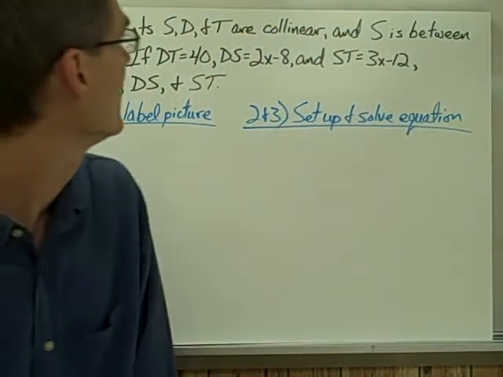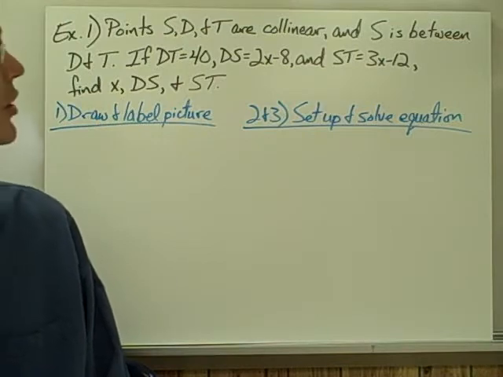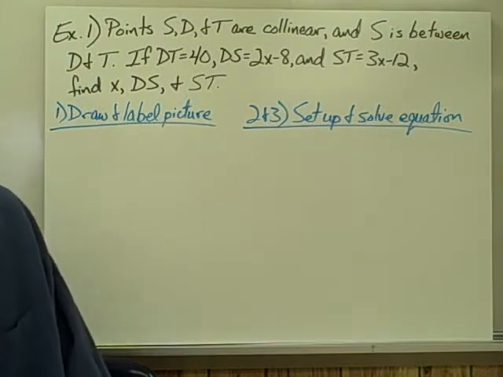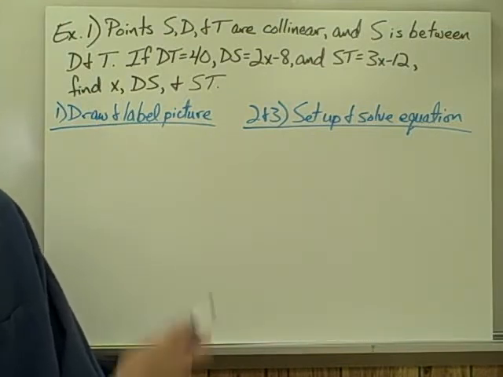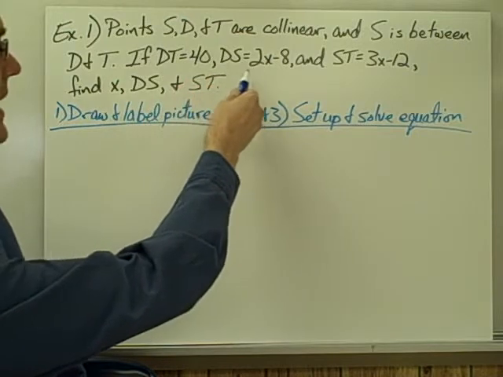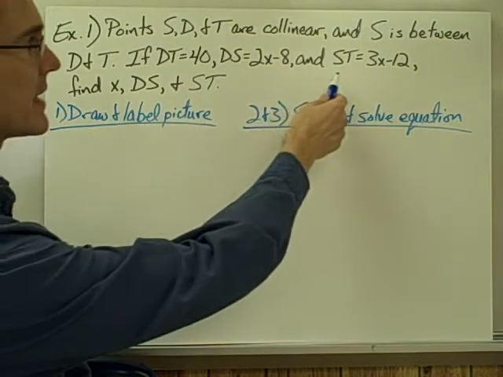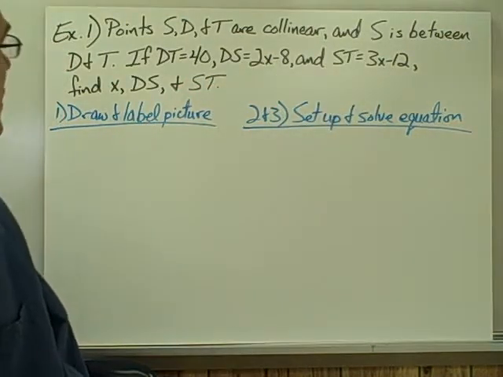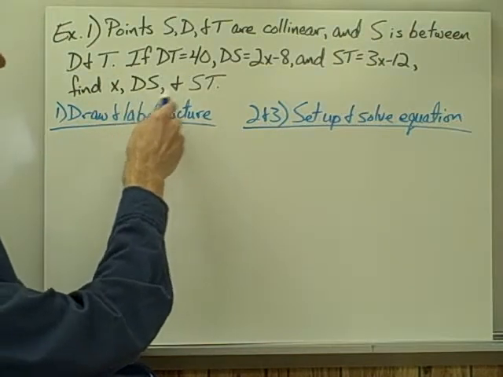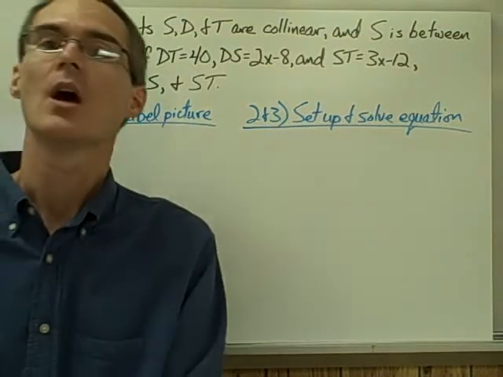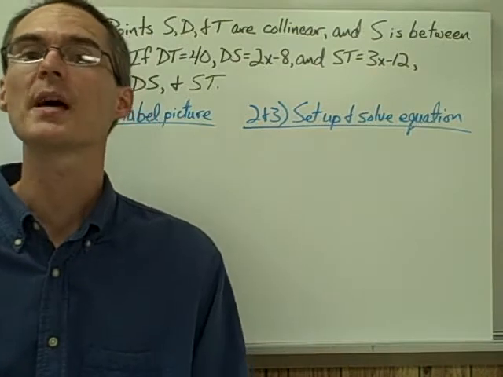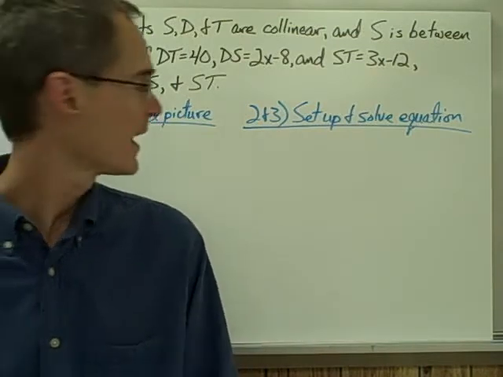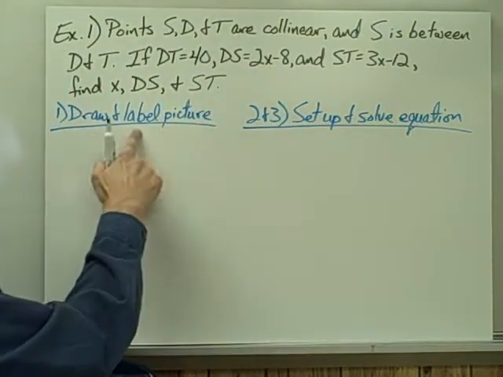Example number 1. Points S, D, and T are collinear, and point S is between D and T. If DT is 40, DS is 2x minus 8, and ST is 3x minus 12, find x, DS, and ST. Okay, so we're going to use our 4-step problem-solving process, and step 1 is we need to draw and label a picture.